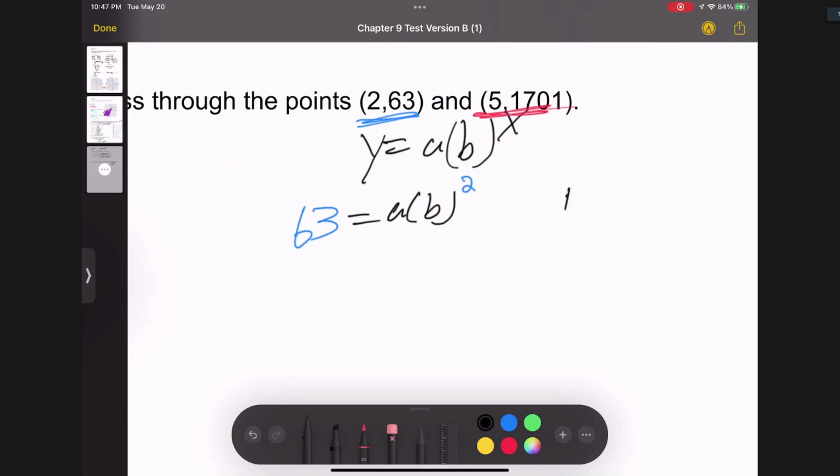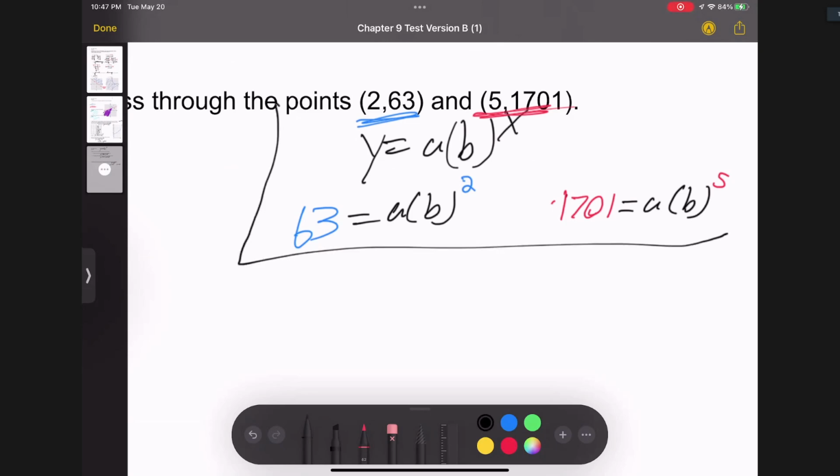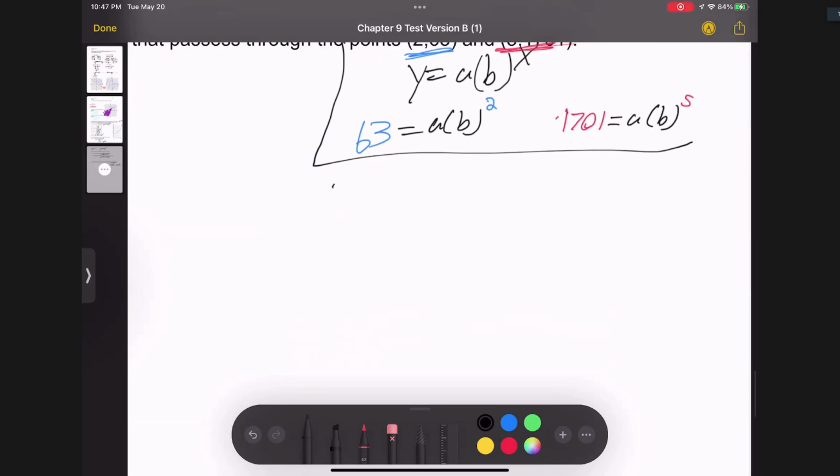The second point is going to be 1701. And this one's going to be equal to a times b to the power of 5 right there. It's supposed to be in red. This is what I have for this equation. Again, I'm just going to write it down on this side over here. I'm just showing you what it's supposed to look like. Let me just have it right here.